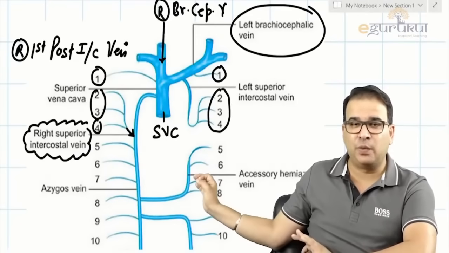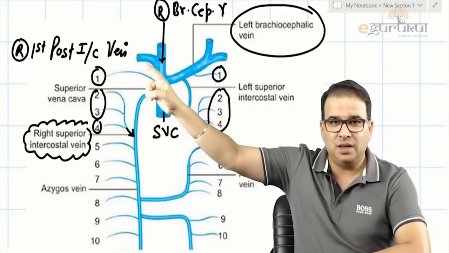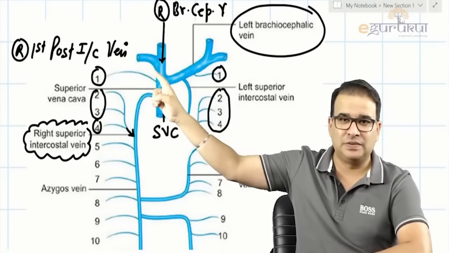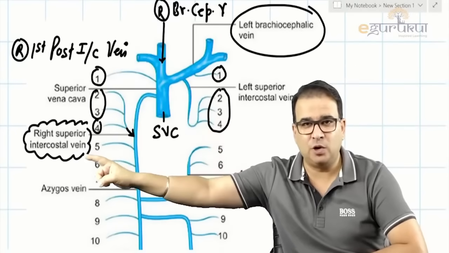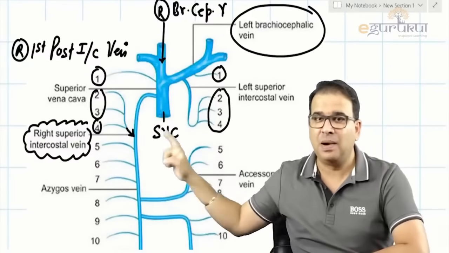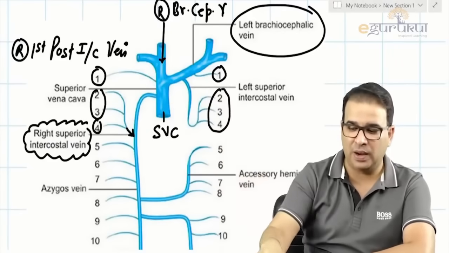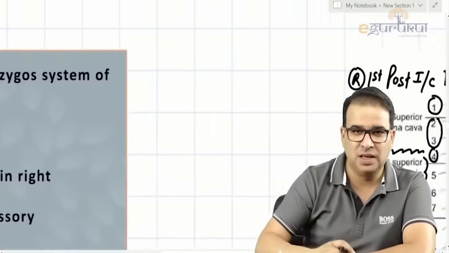So that is the main question here about these four veins. Right first posterior intercostal vein, where? Into brachiocephalic. Left one also into brachiocephalic. Right superior intercostal vein into azygos vein, but left superior intercostal vein goes into the left brachiocephalic vein. And if you understood this part, now we can fetch the answer to this question.